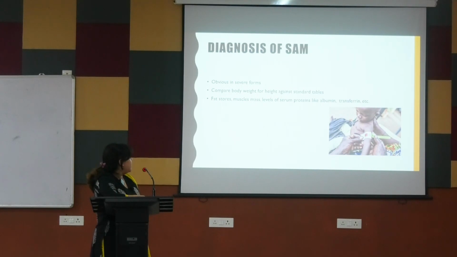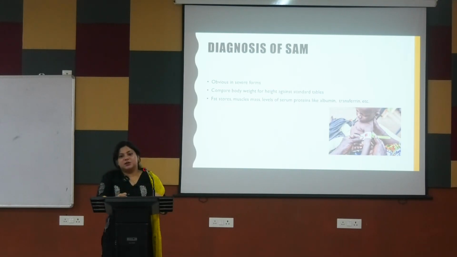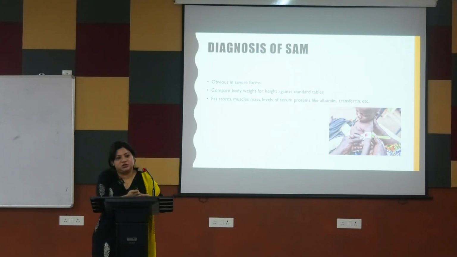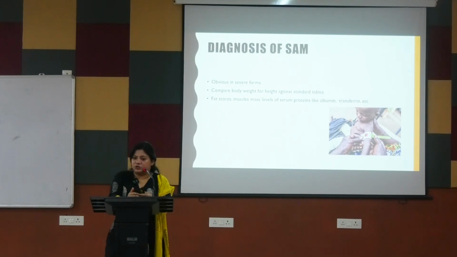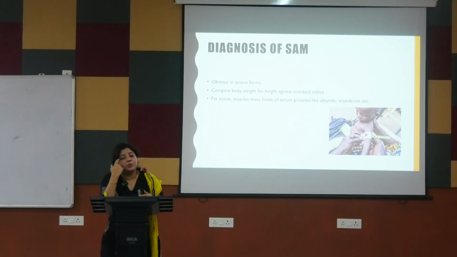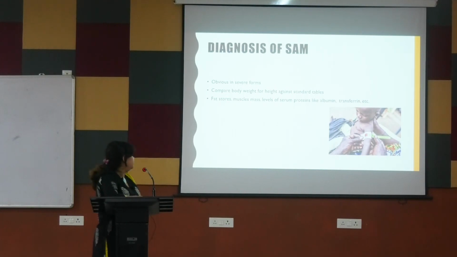ডায়াগনোসিস অফ স্যাম, হোয়াট ইজ দিস? এখানে কি করছে? মিড আপার আর্ম সার্কামফারেন্স, এইটা একটা ইন্ডিকেটর। যদি মাসল মাস লস হচ্ছে, সাবকিউটেনিয়াস ফ্যাট লস হচ্ছে, তখন এটা অবভিয়াসলি কমে যাবে। সো মিড আপার আর্ম সার্কামফারেন্স ইন চিলড্রেন। আর তাছাড়া বডি ওয়েট ফর হাইট, আর সেটা ছাড়া ফ্যাট স্টোর কিভাবে দেখে? মাসল মাস তো এইভাবে দেখে। আর একটা সেরাম, albumin and transferrin.